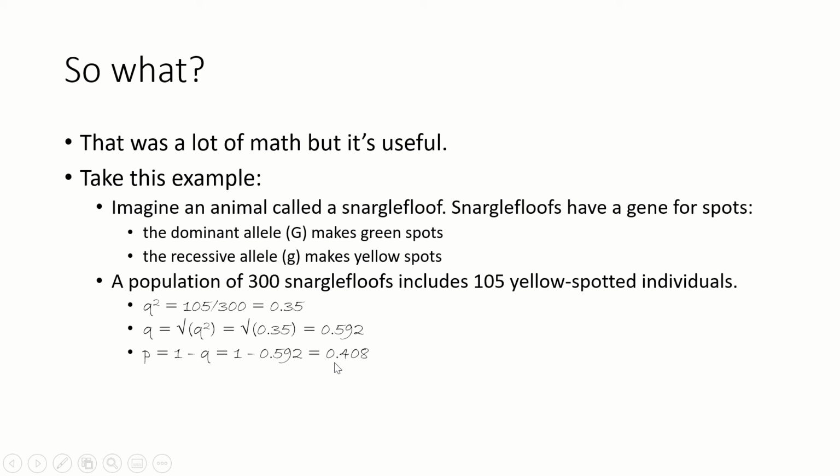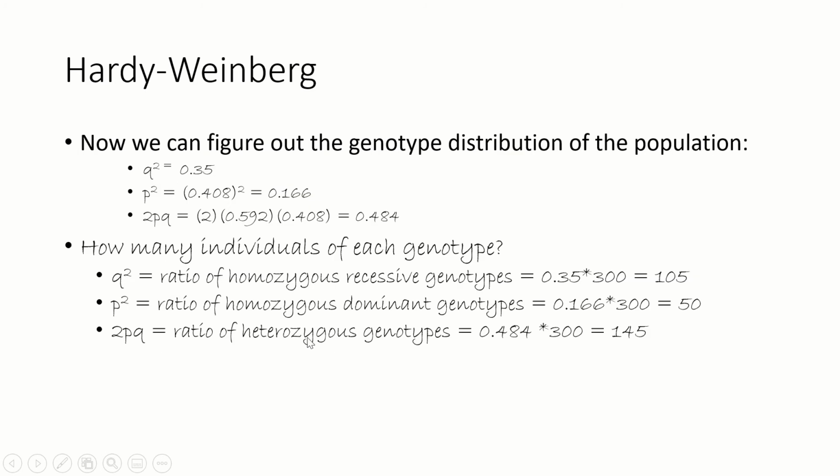Okay, so now we know that the population has 40.8% big G alleles, 59.2% small g alleles. Now we can figure out the genotype of the whole population.